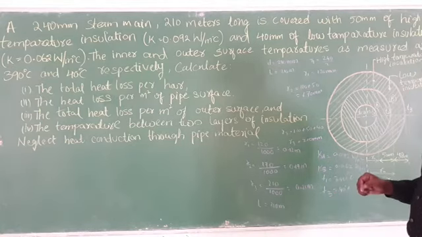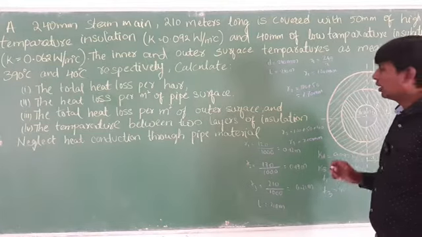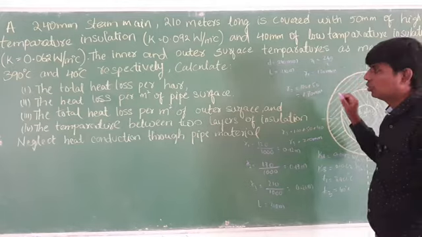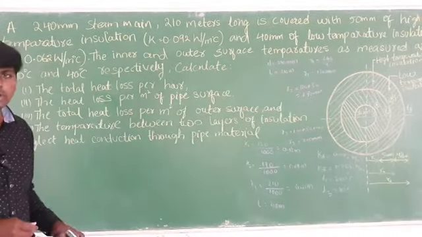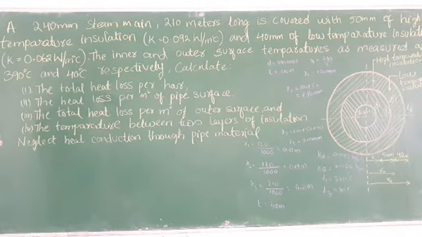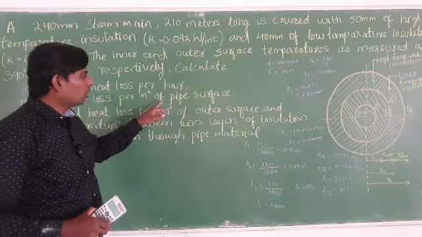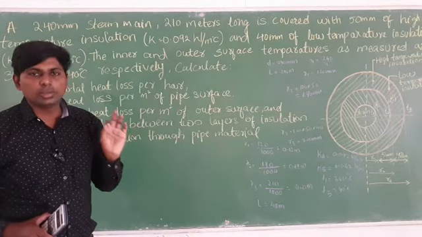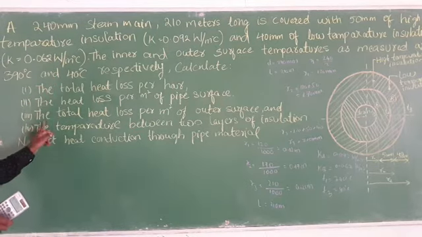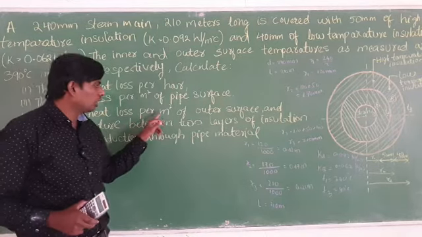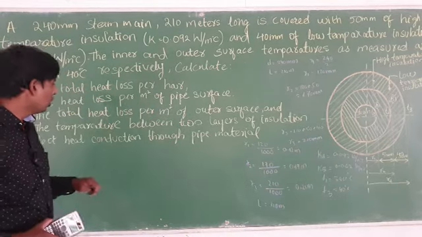First he is asking to find out the total heat loss per hour, in kilojoule per hour. First you have to find out the value of Q. After that he is asking the heat loss per meter square of the pipe surface. After that he is asking the total heat loss per meter square outer surface. First one is the inner, second one is the outer.